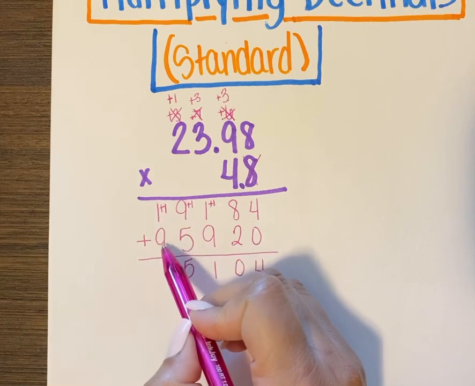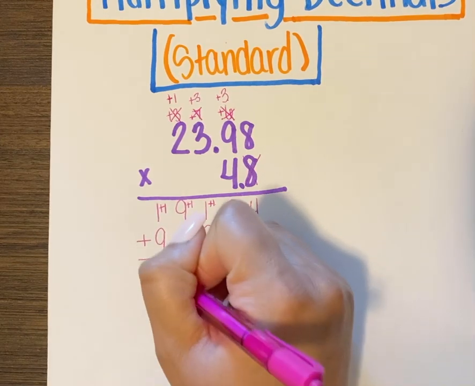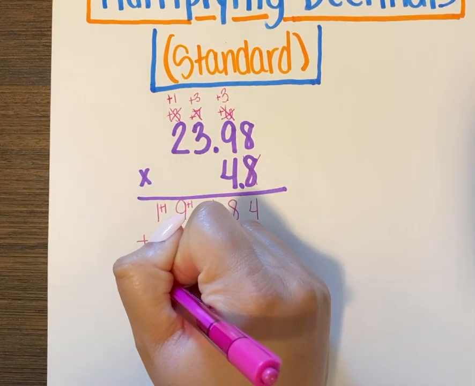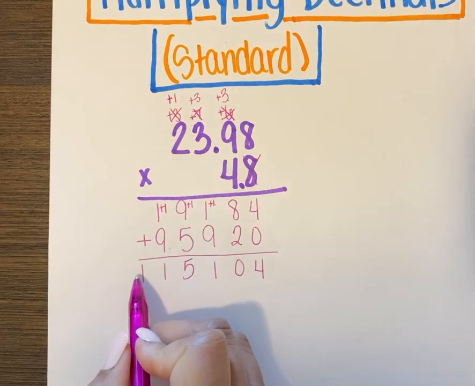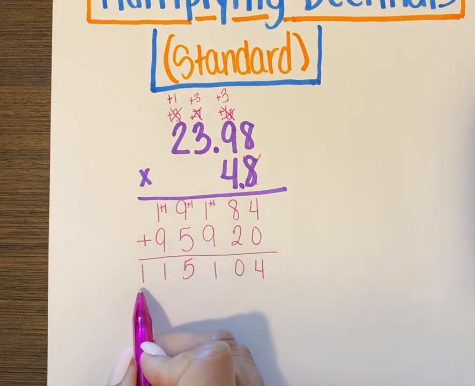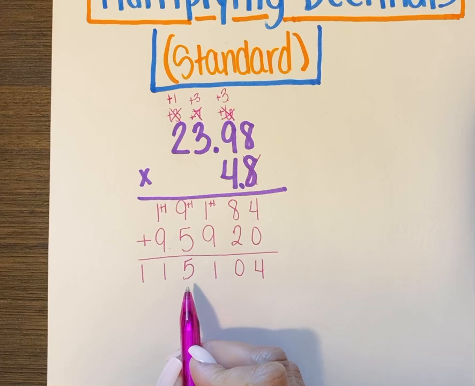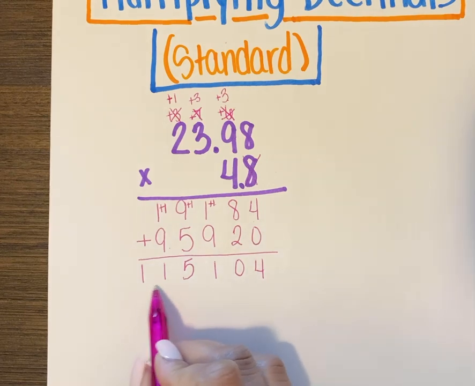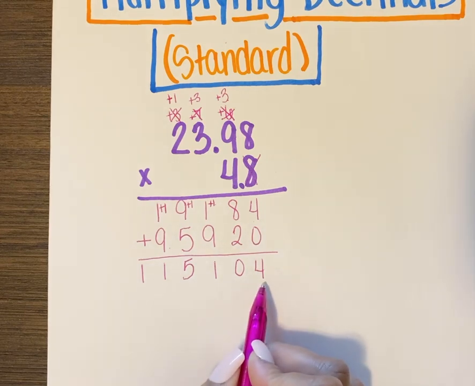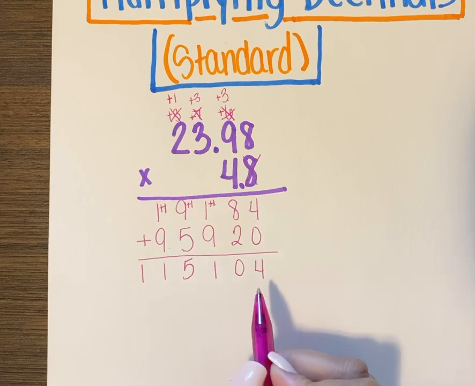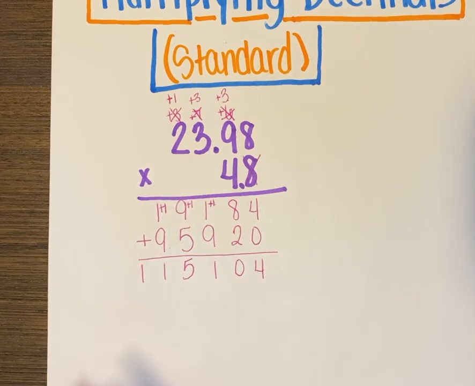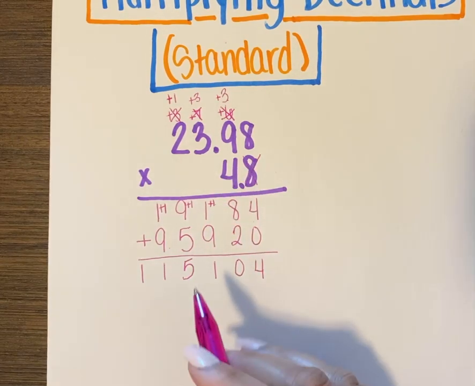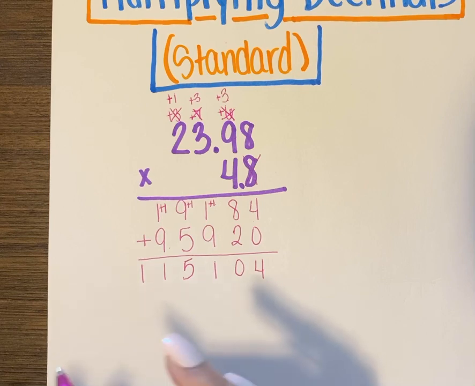Okay, 1 plus 1 is 2. 2 plus 9 is 11. And I'm going to put the 1 over here in that next place. Okay, now we have these digits. I can't say what the answer is yet because I have not placed my decimal in my answer. If I'm multiplying decimals, I need to place the decimal in the correct spot.